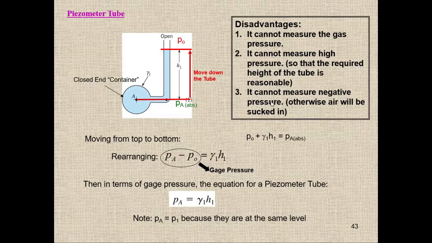The last one is that it cannot measure negative pressure, otherwise air will be sucked in. Again, this is the same as the gas pressure case. If we have negative pressure here and higher pressure outside, then all the gas will go inside. Remember that the fluid always flows from higher pressure to low pressure. So this is the piezometer, which is the first type.